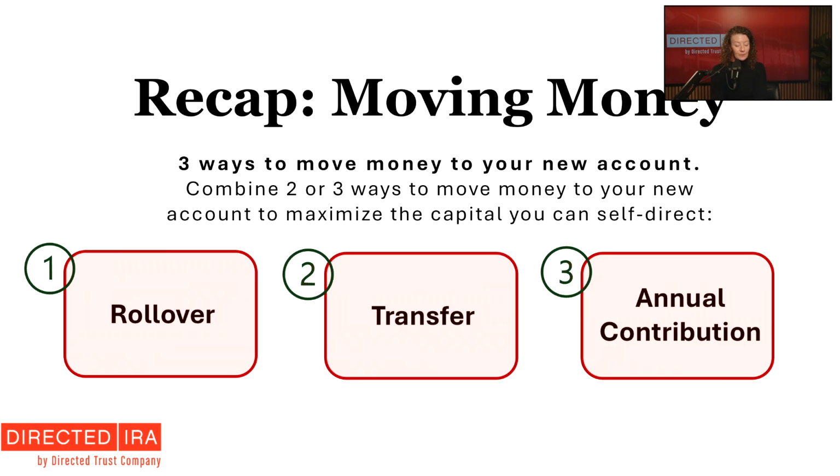So most people will use number 3, that's the annual contribution, and then they will typically use a combination of 1 or 2 with their contributions. So for example, maybe you've got an old 401k with your prior employer and you also make a contribution. That would be a combination of number 1, the rollover from a 401k to an IRA, and then number 3, that's just your annual contribution to your new IRA. So most people will combine some of these. It really allows you to maximize the capital that you can self-direct and tuck away into those retirement accounts.